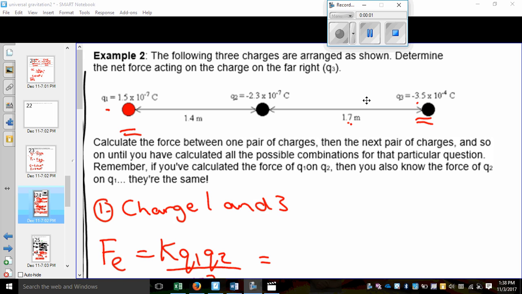We're going to try some examples. The following three charges are arranged as shown. Determine the net force acting on the charge on the far right. So what is the net force on this one?